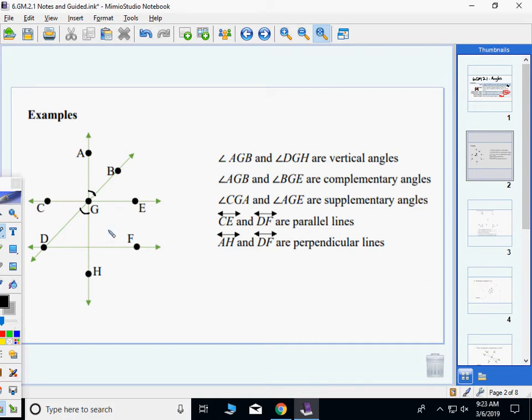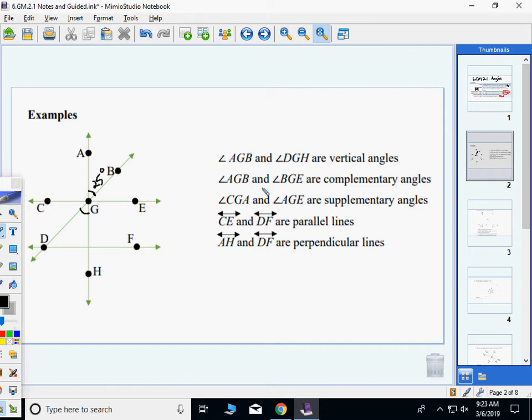Caden? This way. Like, X. They make an X, so they are the same. They're equal. Yeah. So vertical angles are equal, so that means that AGB and DGH are equal. Okay, so if I said angle AGB is like 25 degrees, I'm just making something up, then we know that DGH is also 25 degrees because they're vertical angles. That's one of the properties of vertical angles, is that they're equal to each other.